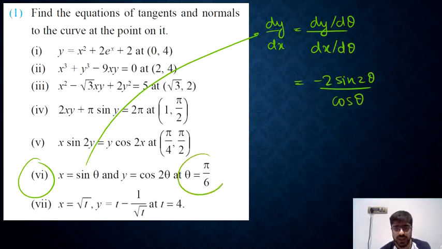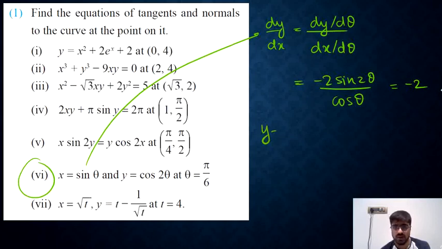And when we put theta as pi by 6, this becomes sine pi by 3, which is root 3 by 2, into minus 2, that's going to give you a minus root 3 here. And in the denominator, it's cos pi by 6, which is root 3 by 2. So that root 3 by 2 cancels off the root 3 here, and the final evaluation of dy by dx is minus 2. So the slope of your tangent is minus 2.